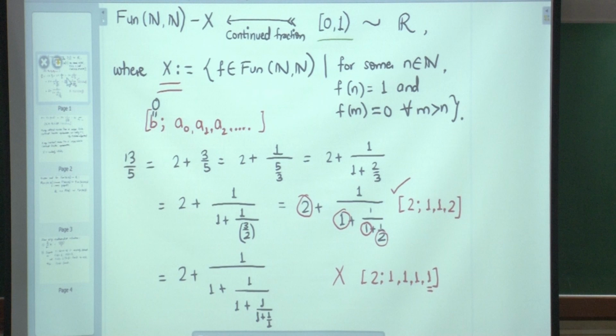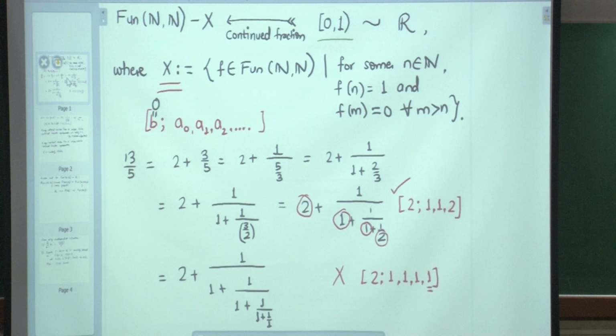So, we obtained another continued fraction expansion for the same number, namely 2 semicolon 1, 1, 1, 1, and you continue it with zeros. This is the expansion which contains 1 and then eventually zeros, 1 0 0 0, that kind of expansion. So, there are two different continued fraction expansions for the same rational number.